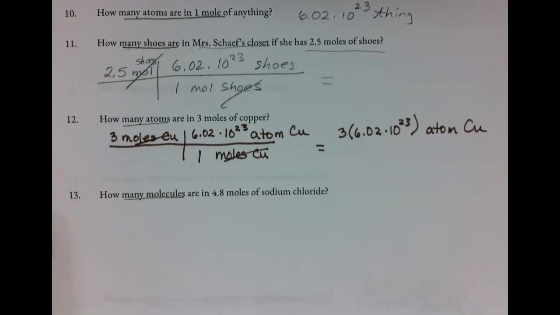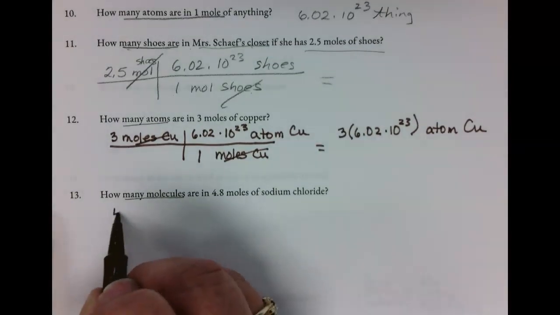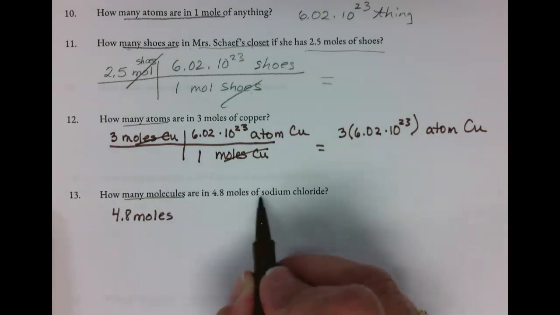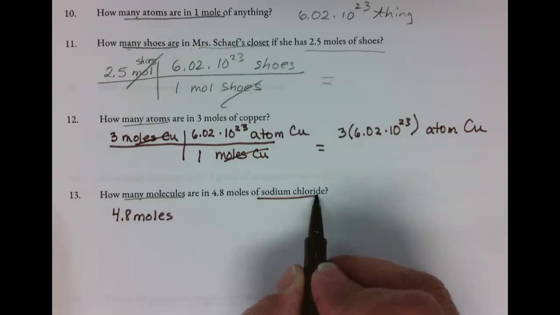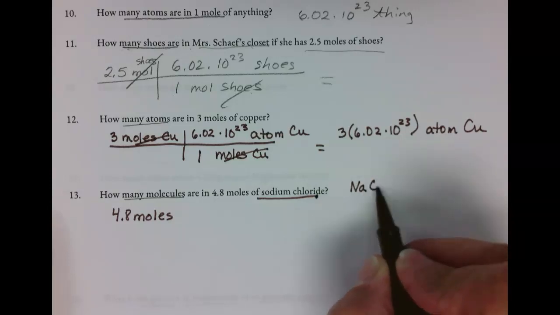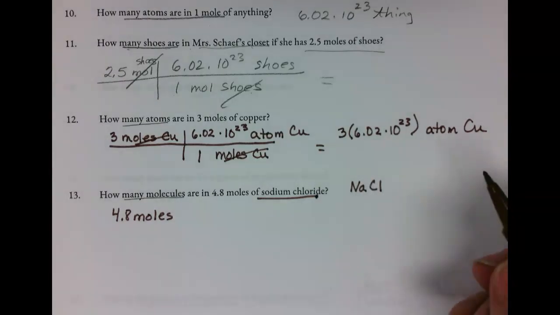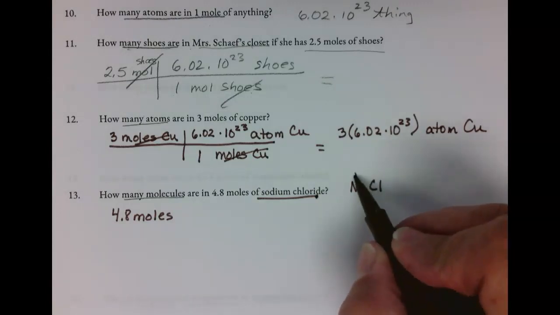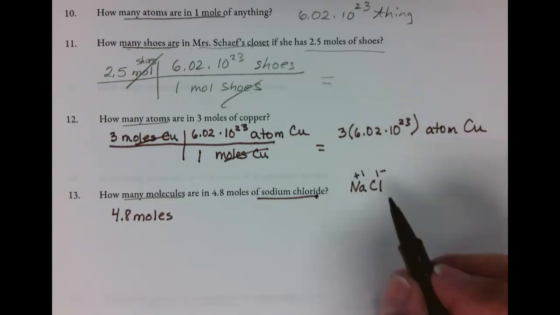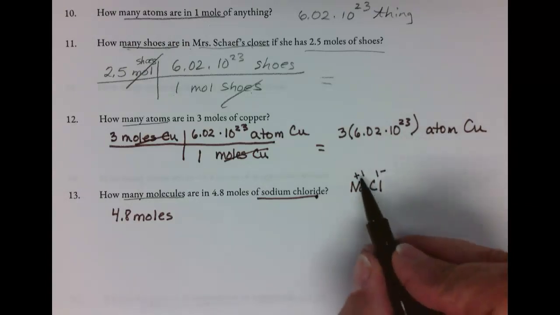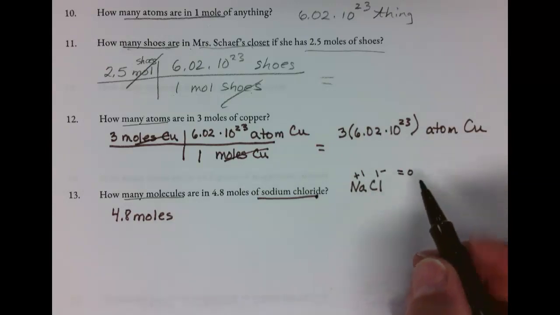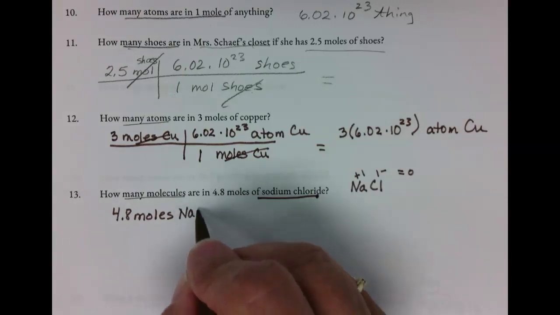Number 13. Same thing. You're going to start with the given 4.8 moles. The only thing different is this is sodium chloride. So this is going to add a step for you, because you need to write the formula for sodium chloride. You're going to go to your table and find that sodium is a +1 and chlorine is a -1. So then ask yourself, do I need any subscripts? In this case, +1 and -1 already equal 0 when you add them up, so I do not need any extra subscripts. So NaCl.